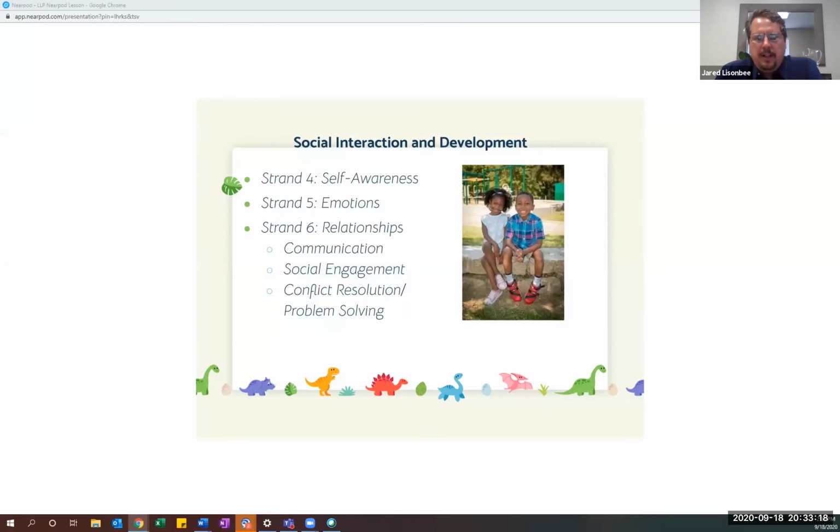The social interaction and development has 3 strands with several substrands under the relationship side. These are self-awareness, emotions, and relationships, and the substrands under relationships are the idea of effective communication, social engagement, and conflict resolution and problem solving. So we'll dive into each of these in a little bit more detail here too. So go to the next one, please, Jamie.